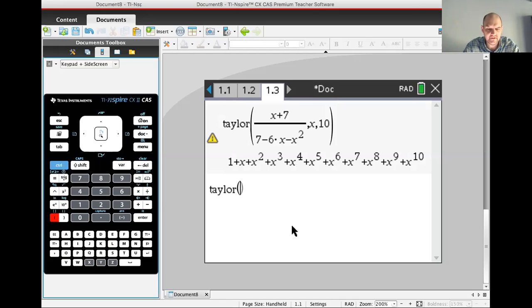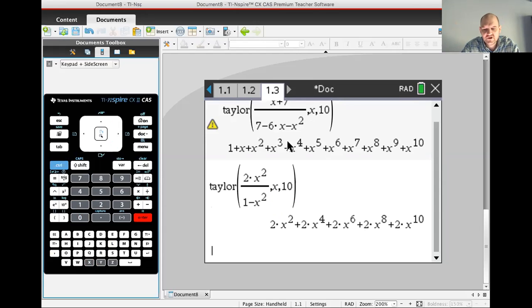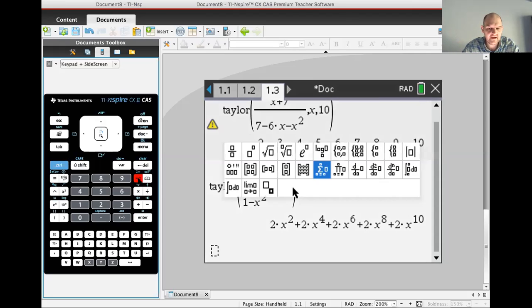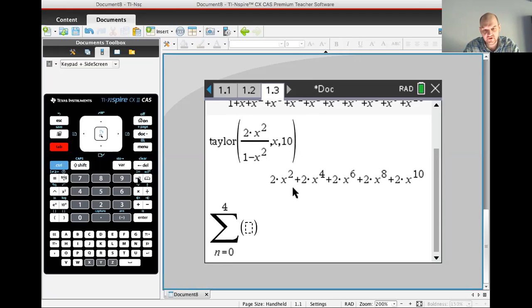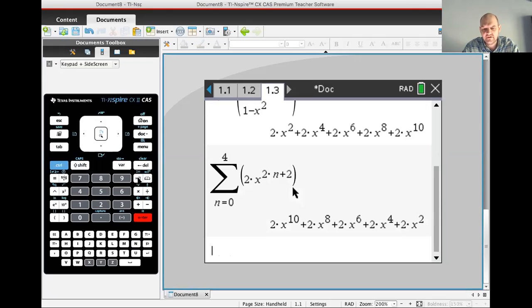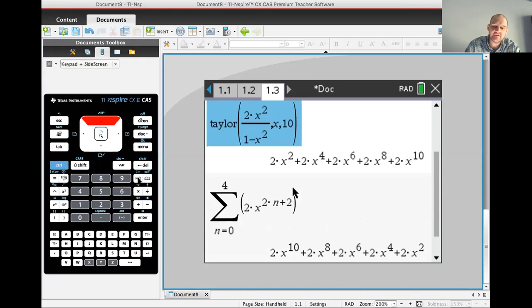Let's try the other one, just having the calculator do it for us. 1 minus x squared, 10th degree, I guess. Then the issue is you have to know if it matches yours. So one option is just type in what you have. I only need to go up to the 4th if I want to match what I have there, 2x to the 2n plus 2. And it does match.